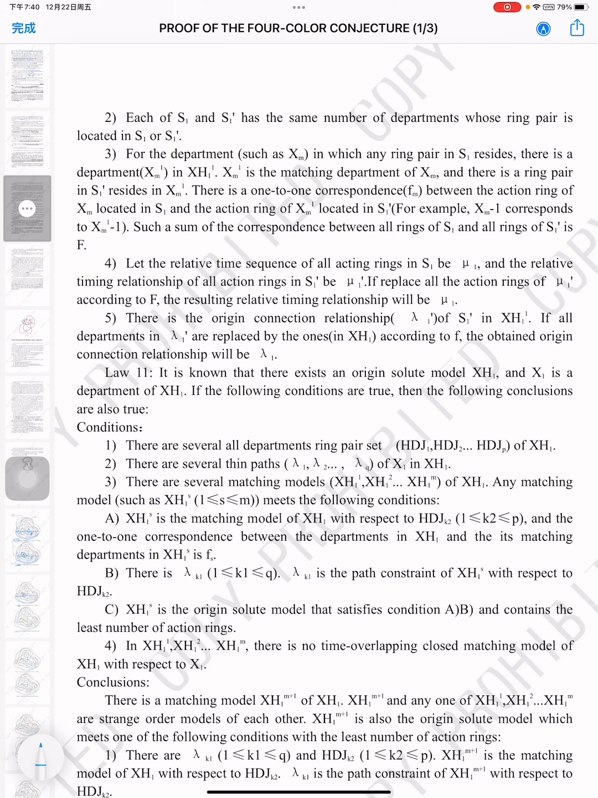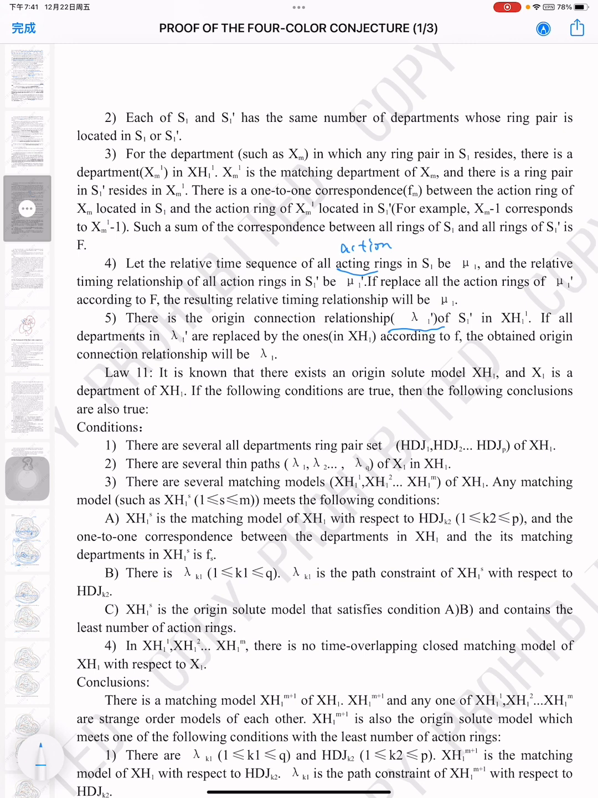4. Let the relative time sequence of all action rings in S1 be nu1, and the relative timing relationship of all action rings in S1 apostrophe be nu1 apostrophe. If we replace all the action rings of nu1 apostrophe according to capital F, the resulting relative timing relationship will be nu1. 5. There is the origin connection relationship lambda 1 apostrophe of S1 apostrophe in XH11. If all departments in lambda 1 apostrophe are replaced by the ones in XH1 according to F, the obtained origin connection relationship will be lambda 1.